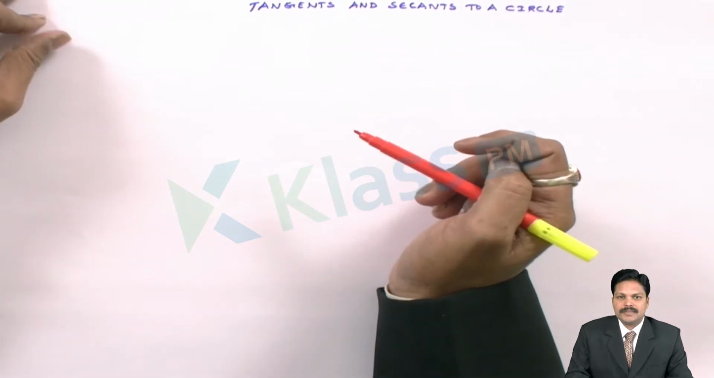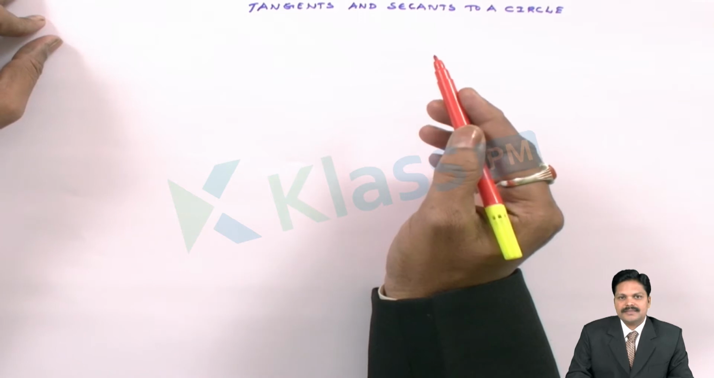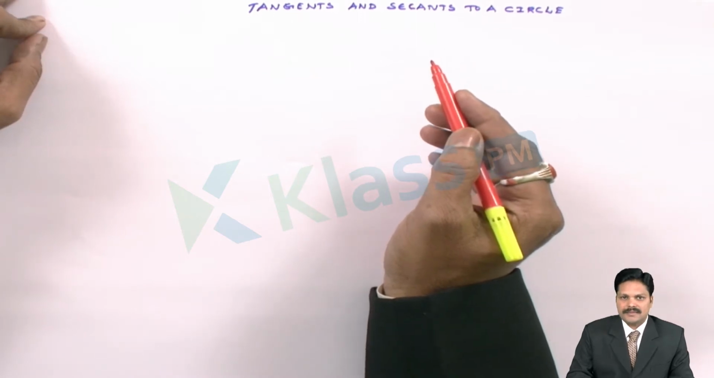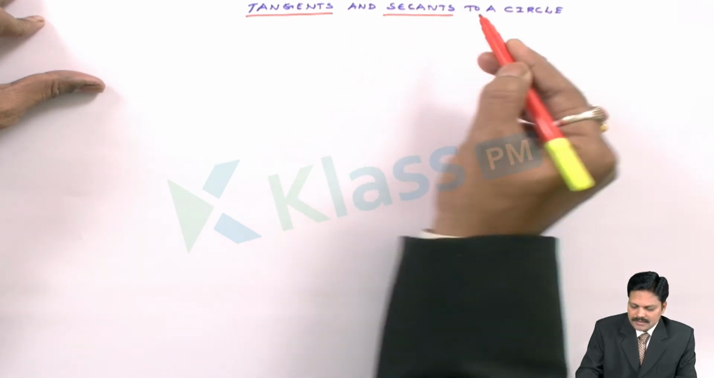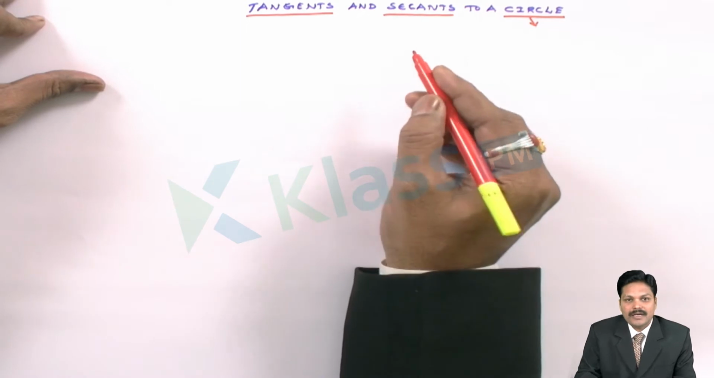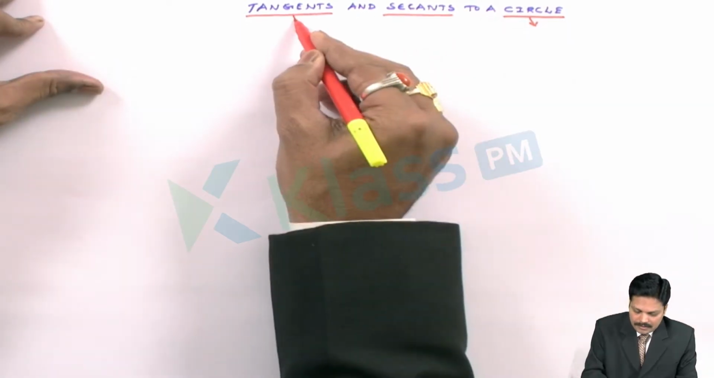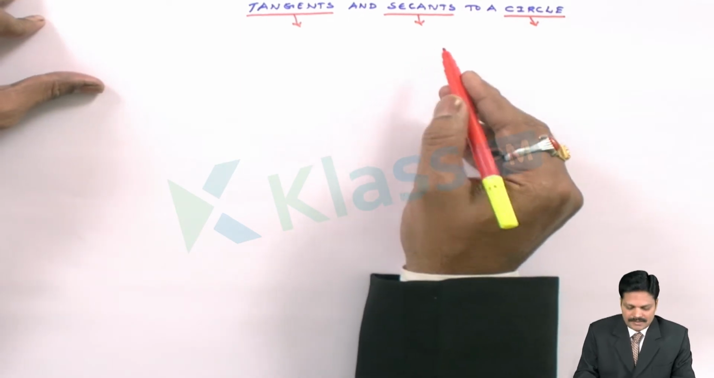Welcome to class. Today we are going to discuss tangents and secants to a circle. Here we have tangents, secants and a circle. Everyone knows about the circle; we learned it in the earlier classes. And we need to know about tangents and secants.